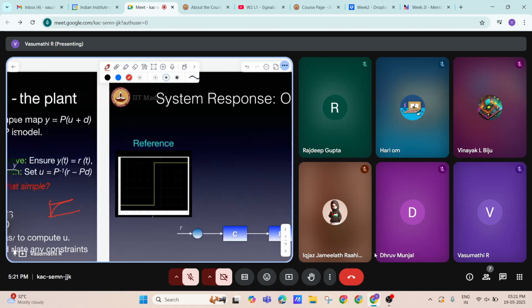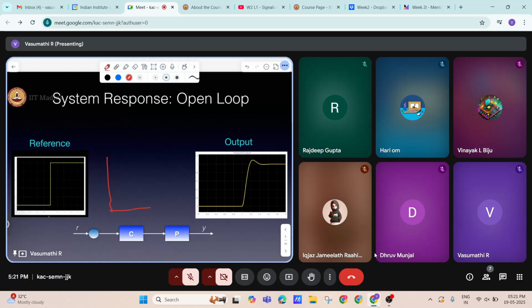For example, if I give an input like this, and I want to track the system output, I would expect my output like this, right? It should exactly track the input, then only can I say my system is very good and it is tracking very properly. But ideally it won't be the case in a real system because of the physical properties of the system. It may experience some delays, it may experience some overshoot, but ultimately if we can track the output properly, that is okay.